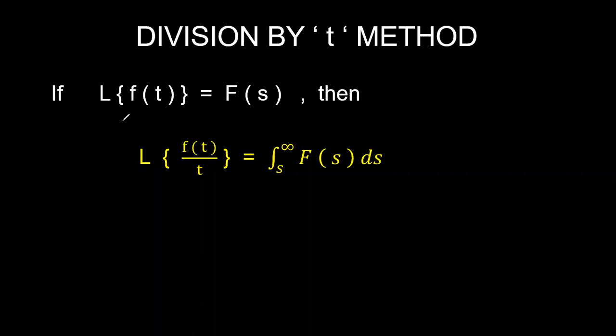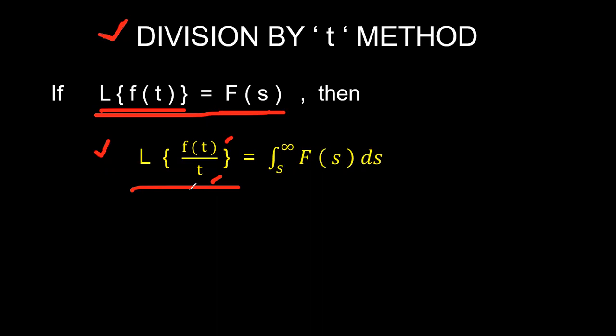The division by t method is this: if the Laplace transform of f of t is equal to F of s, this is the general definition for all Laplace transform functions. Then it is the division by t method when we apply it to any function that should be divided by t, that is given as the Laplace transform of f of t by t. So this method is related to the division by t method.